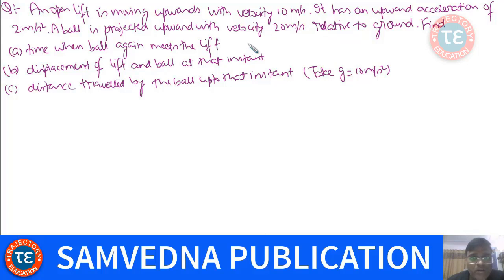Okay. Ball is projected with a velocity of 20 meter per second with respect to ground. Find the time taken when ball again meets the lift. See, the lift begins motion with initial velocity of 10 meter per second and acceleration is 2 meter per second squared. Suppose we have a lift over here. This is a lift. It starts its motion with 10 meter per second.